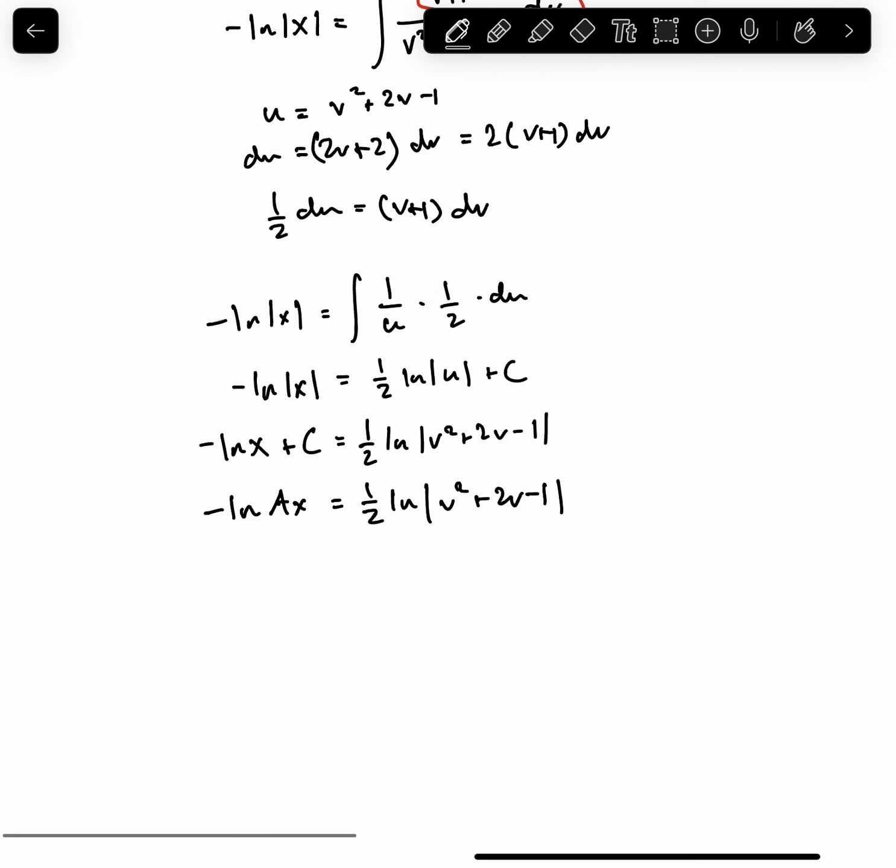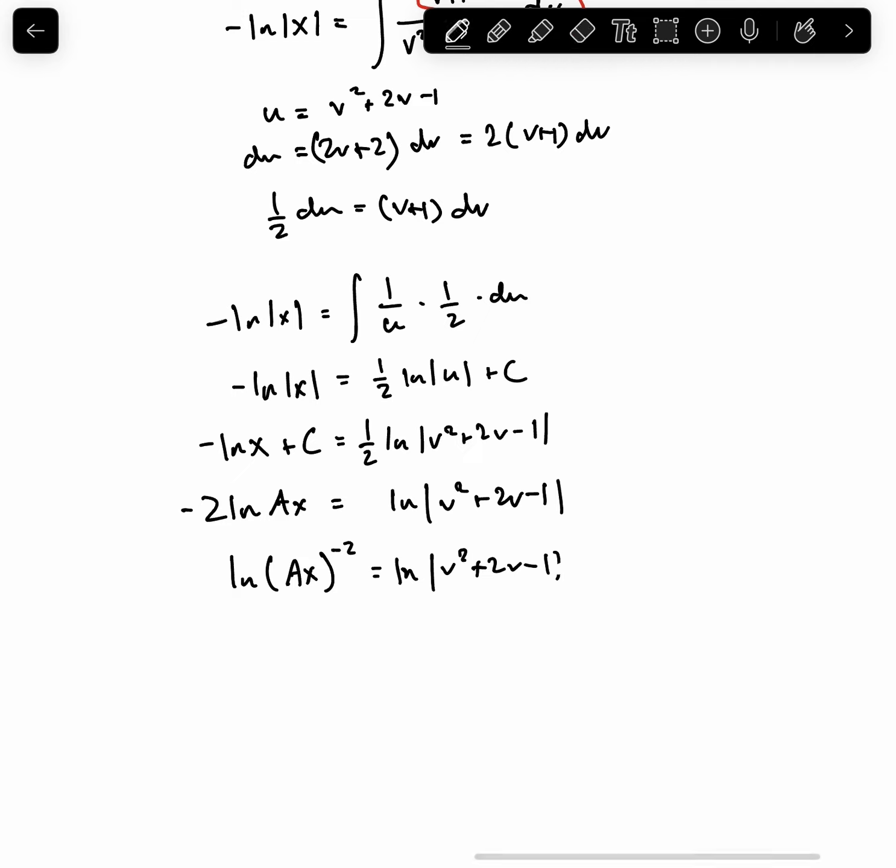We have logs on both sides. We can simplify this. So we can move the 2 to this side. Minus 2 log ax is this. And we get log ax to the minus 2 is equal to log v squared plus 2v minus 1. And we can cancel the logs. Essentially what we're doing here is exponentiating both sides, but it doesn't matter because we can just cancel the logs. So 1 over a squared x squared is equal to v squared plus 2v minus 1.